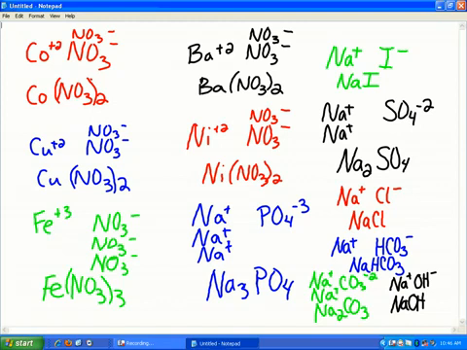So the combination of these reactants will give you the different reactions that you had for this lab. So you just need to pick 5 of them to match up together and balance those equations.